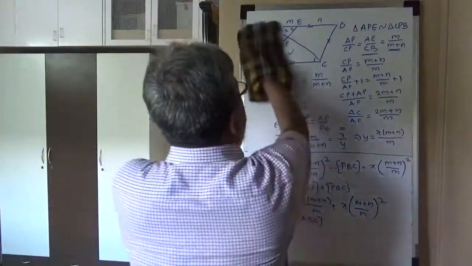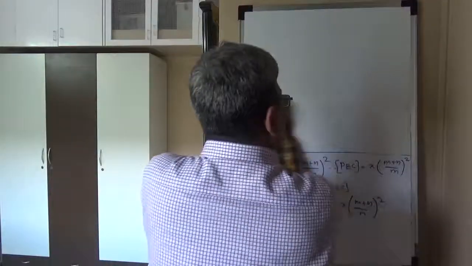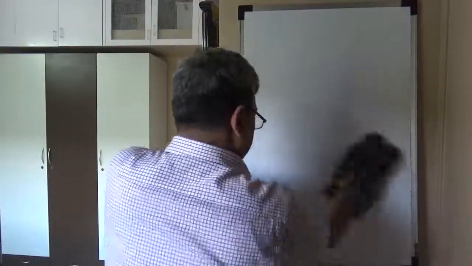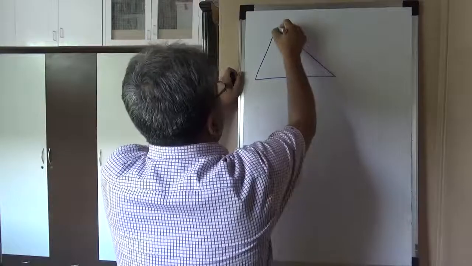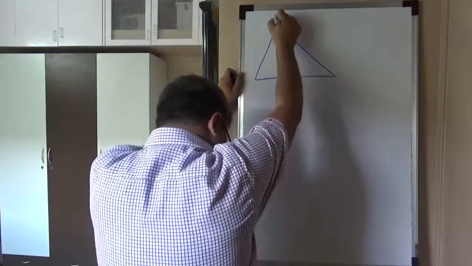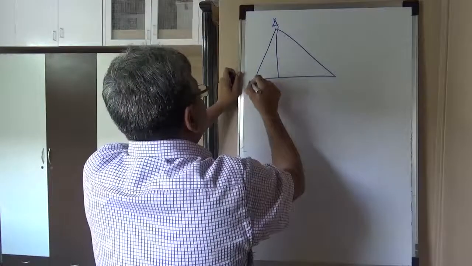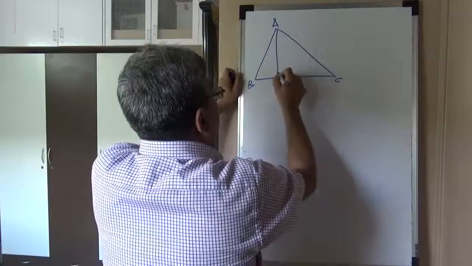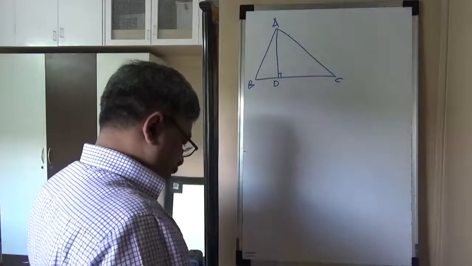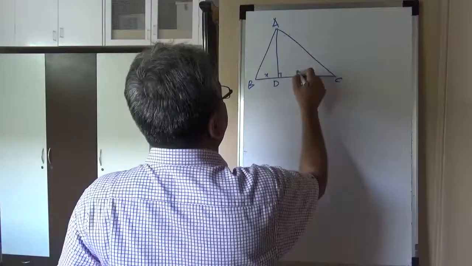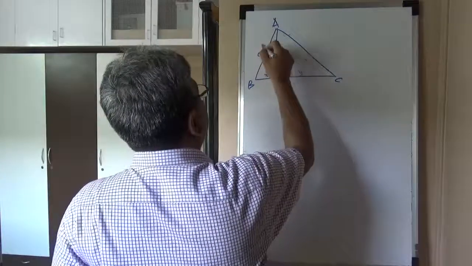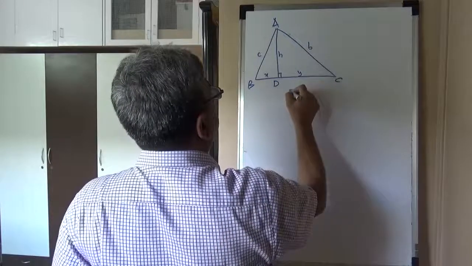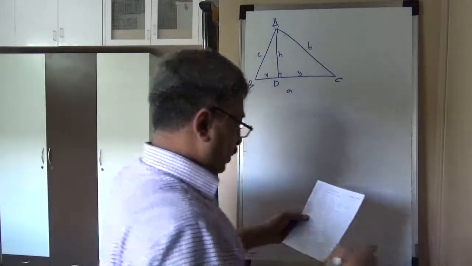Second, a right angle triangle and a perpendicular is dropped. Then this distance is called X, this distance is called Y, this distance is called H. Side opposite to capital C is small c, opposite to capital B is small b, opposite to capital A is small a.